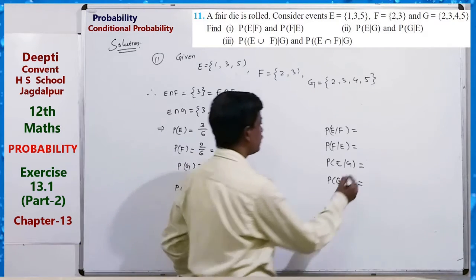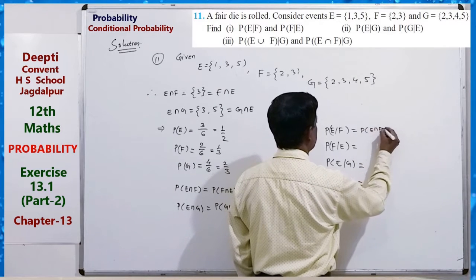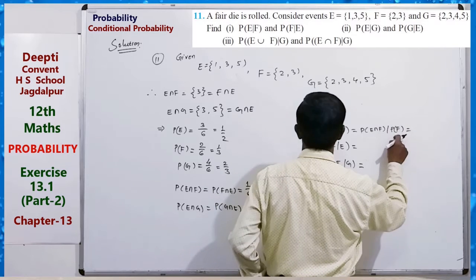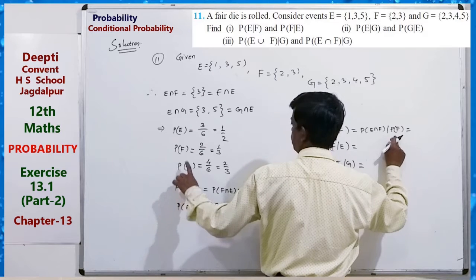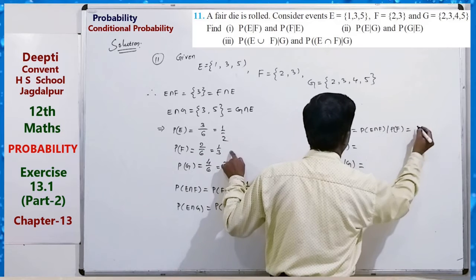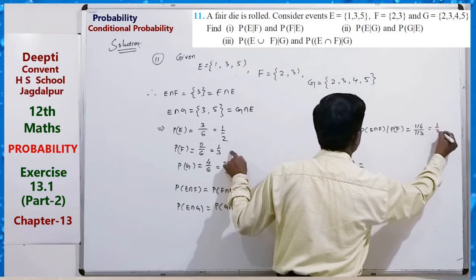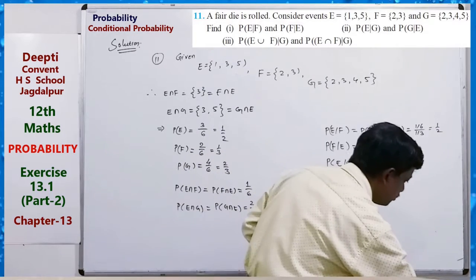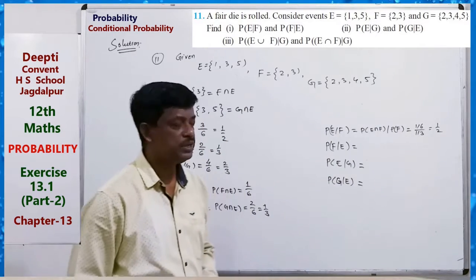What is this? P(E intersection F) by P(F). So this by this. 1 by 6 by 1 by 3 equals 1 by 2. So the first value is 1 by 2. That is P(E|F).